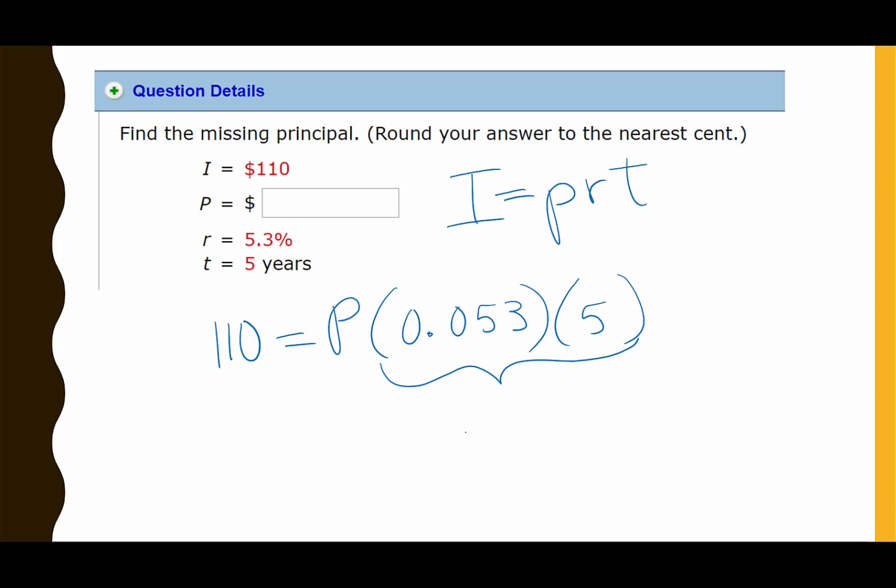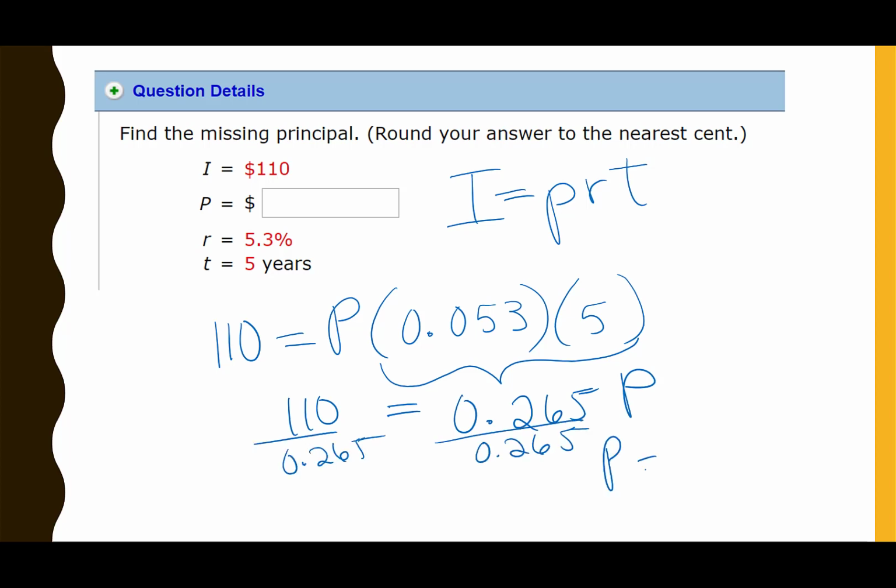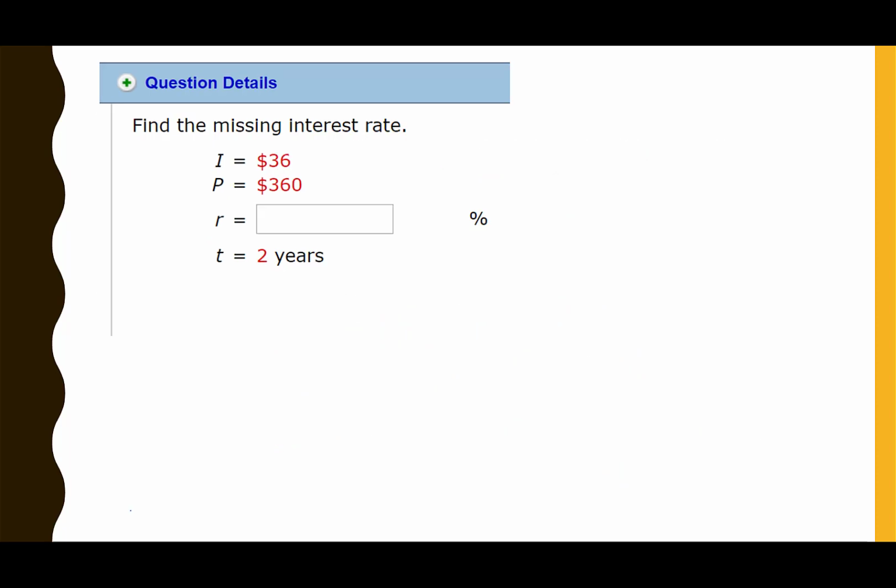Okay, when we multiply that together, it's 0.265. Then we have our capital P equals 110. Divide both sides by 0.265, and P equals, and so the principal would be $415.09.